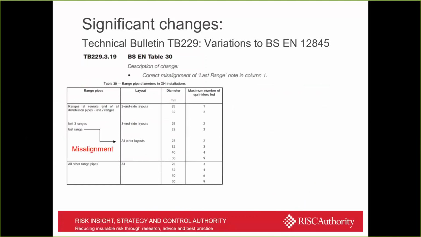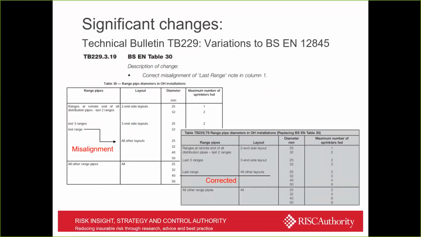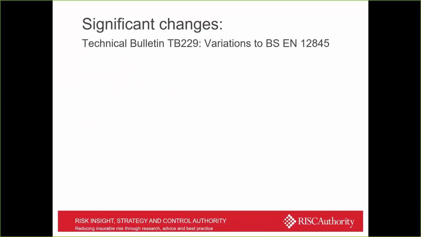Another little correction really, I suppose. Under TB229.3.19, the BS EN table 30 regarding the range pipe diameters caused some confusion just because of an alignment problem. So you can see there that the last range on the left-hand column was in the wrong position. It should have been aligned with all other layouts. So we've simply corrected that in TB229.3.19.